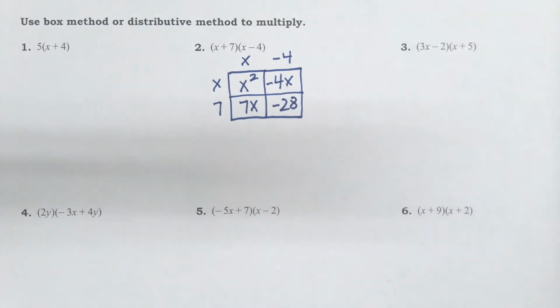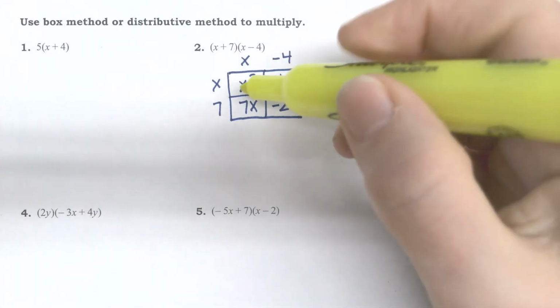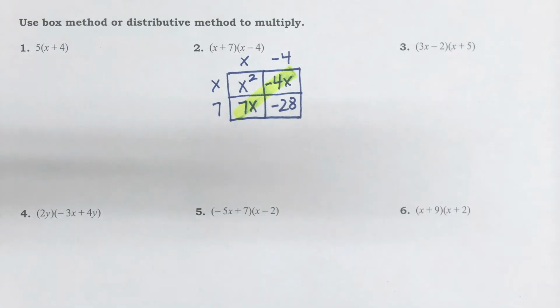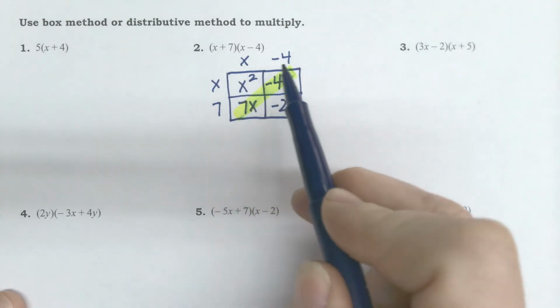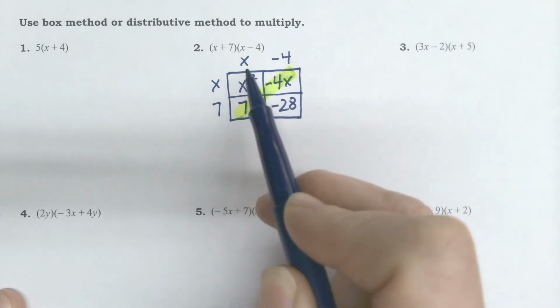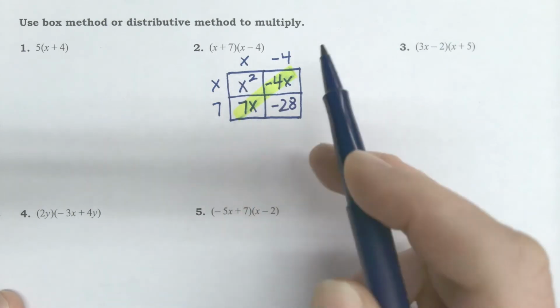Not always will this happen. In fact, we're going to see some problems where it doesn't happen, but sometimes you'll find like terms. Those like terms can be combined. So when I put my answer down, my answer is the sum of everything in this box. But I can only combine the ones that are like terms.